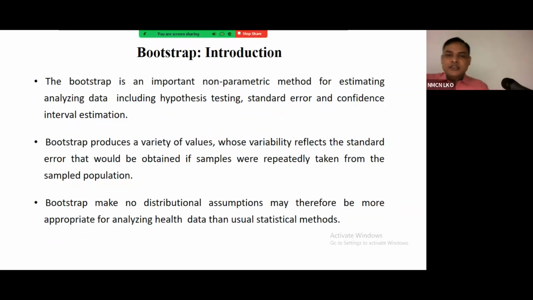It is also an important parametric method for estimating and analyzing data, including hypothesis testing and standard error and confidence interval. As I said, the bootstrap procedure produces a variety of values whose variability reflects the standard error that would be obtained if samples were repeatedly taken from the sample population. The bootstrap makes no distributional assumptions, so it may be more appropriate for analyzing health data than the usual statistical method.